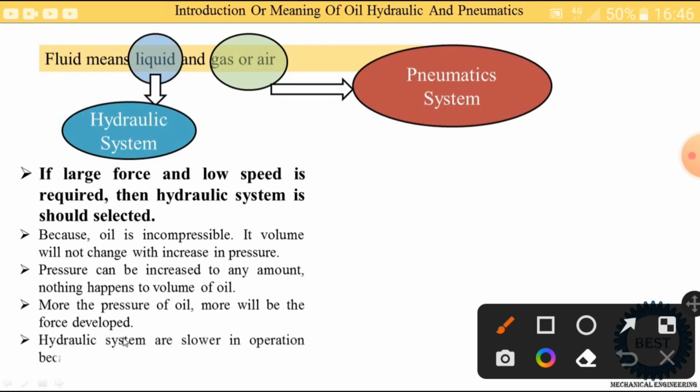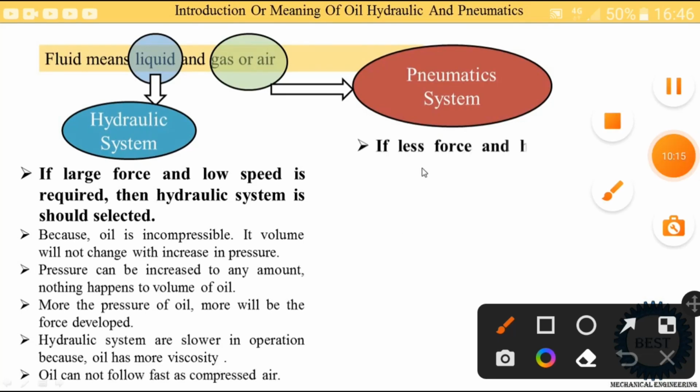Hydraulic systems are slower in operation because the oil has more viscosity. More viscosity means oil does not flow quickly, it goes slowly. So power transmission is also done at slow speed. Generally when we need to lift heavy weights or need a larger force, at that time we use the hydraulic system. Why? Because in hydraulic systems we are able to create high pressure of the oil. Oil cannot flow faster as compared to air.